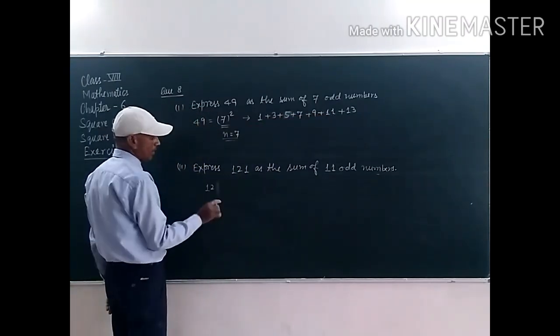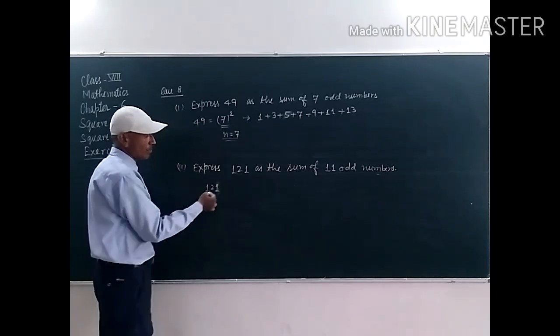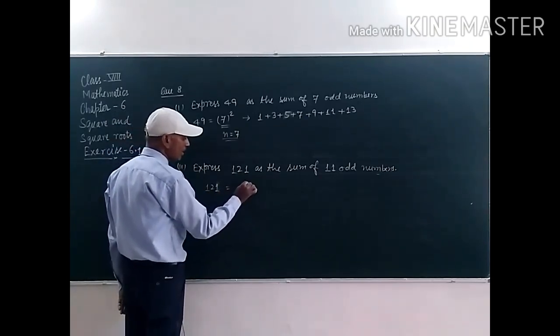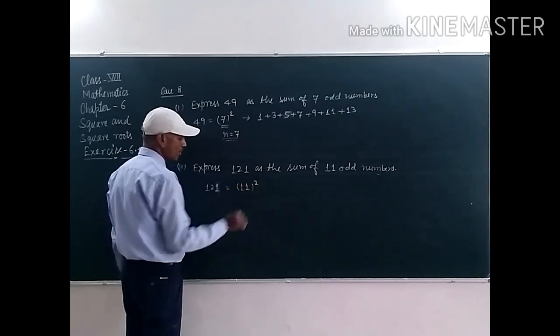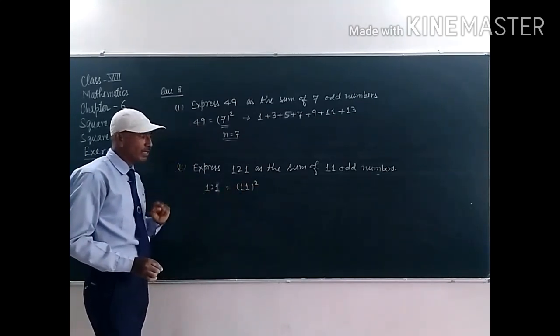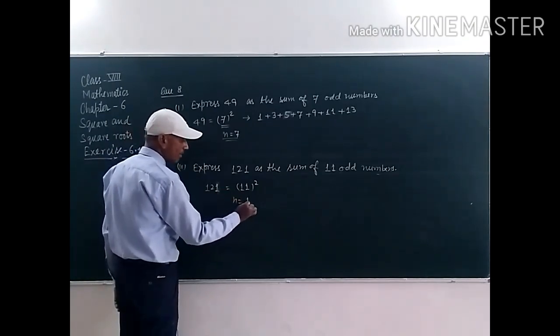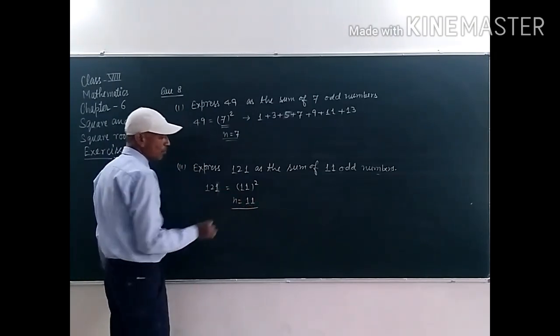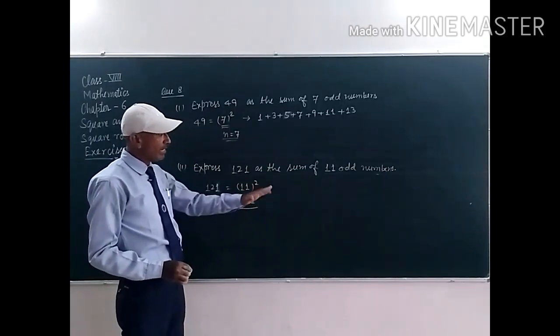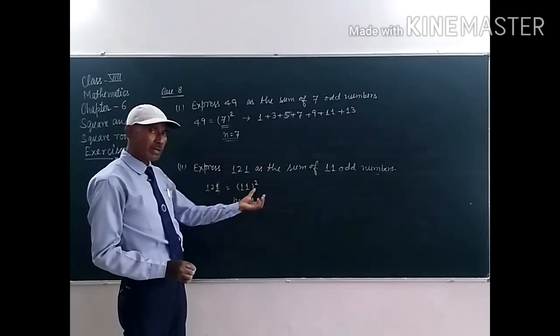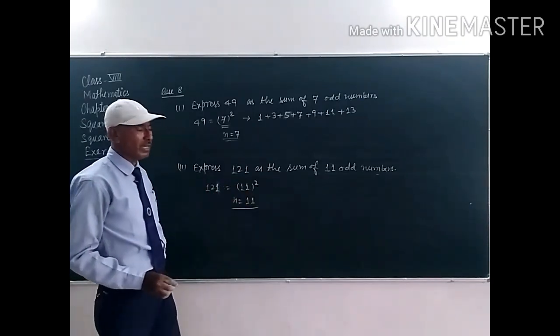And in this question it is 121, students, and it is the square of 11. Square of 11, that is 121. So n is equal to 11 here. So we have to write 11 numbers and add them. The sum of those 11 odd numbers will be 121.